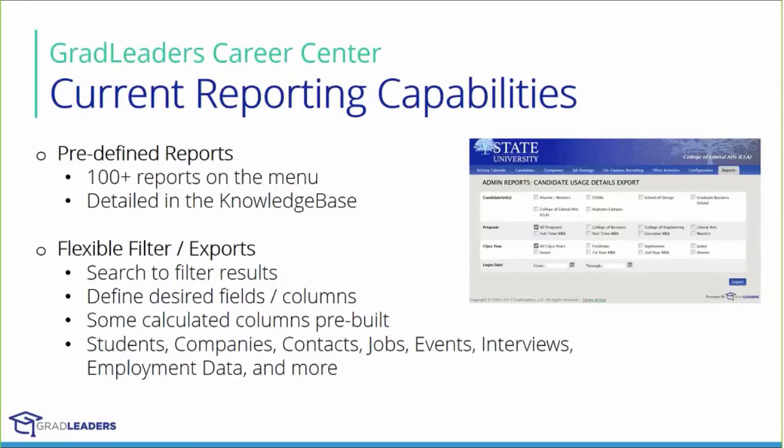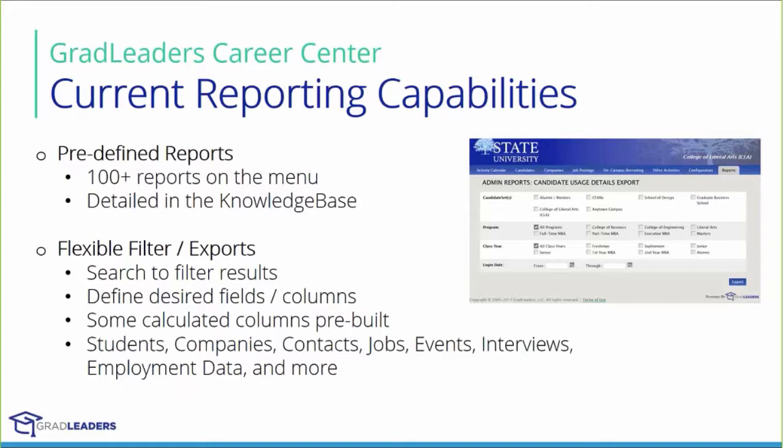Again, just a quick reminder, so in GradLeaders Career Center today, especially for those of you that might be considering a CSO to GradLeaders Career Center transition, there are 100+ reports pre-built. Now they are more or less canned in terms of what are the parameters and filters, what are the columns on the reports, but there are a great many of them. Now when we turn a new school on, we've defined what is sort of a standard configuration that includes most of the most popular reports, but there are a lot more that can be turned on for you, and those reports are detailed in the knowledge base that you have access to.